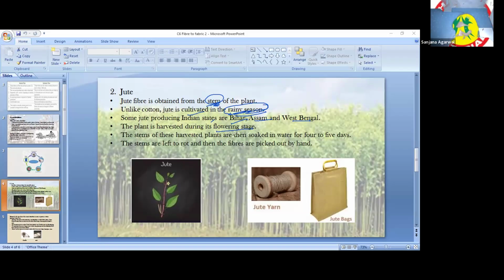The plant is harvested during its flowering stage when the flowers start to appear. The stems of these harvested plants are then soaked in water for 4 to 5 days, and the stems are then left to rot, and then the fibers are picked out by hand. Fine.